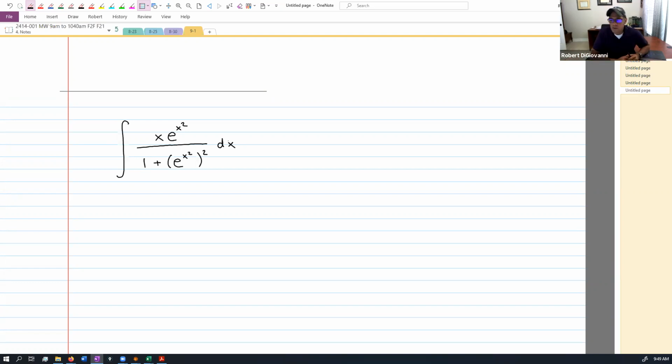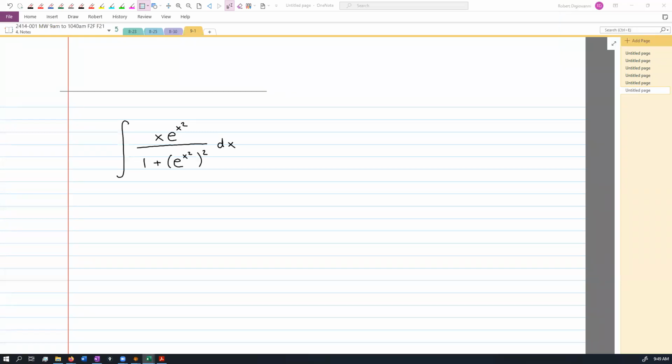All right, this problem's a little weird, a little complicated looking. x e to the x squared over 1 plus e to the x squared, but all of that squared. So let's see here. William, how you doing, William? Hello. Okay, so remember, we're looking for something and its derivative. Do you see anything and its derivative both present?